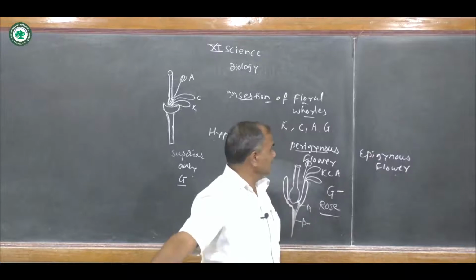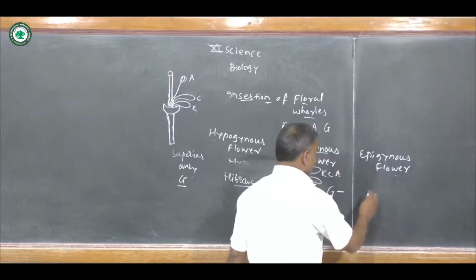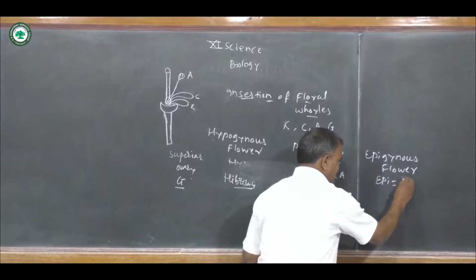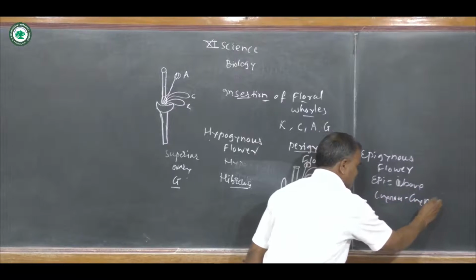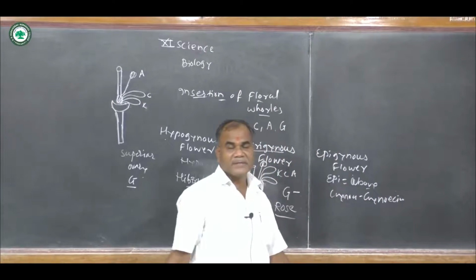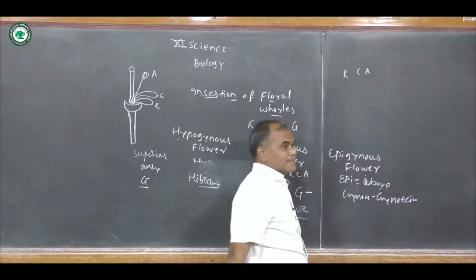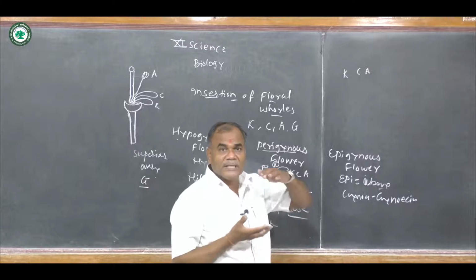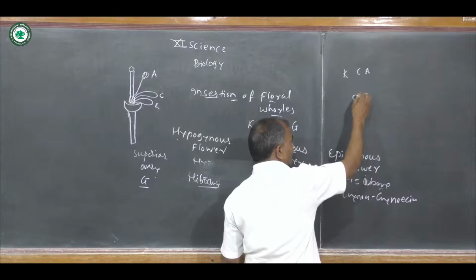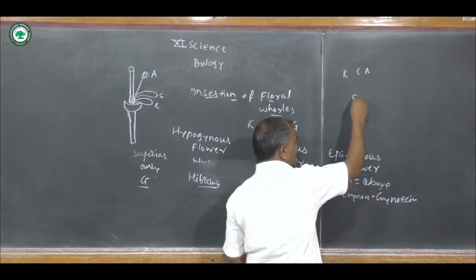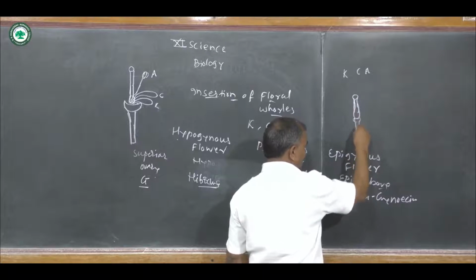Then the remaining third insertion of floral whorls is the epigynous. What is meant by epi? Epi means above. Gynous means gynoecium. What is above the gynoecium? The remaining floral whorls, the calyx, corolla and androecium. These arise at the tip portion of the ovary. Here are the stigma, style and ovary at the lower portion, and the thalamus and peduncle.